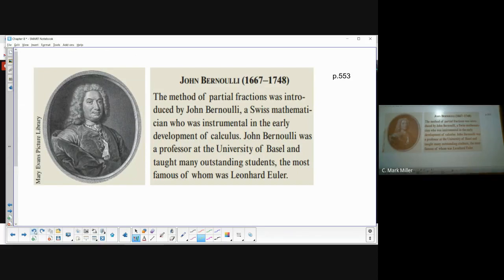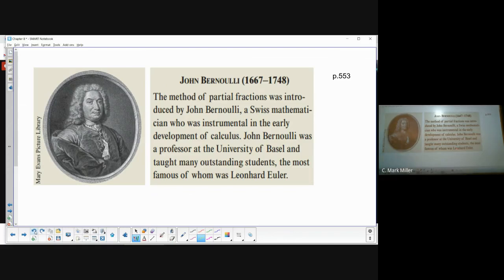Bernoulli, very famous scientist, actually. If you have had any natural sciences, you know about Bernoulli's principle, right? Swiss mathematician, very fundamental, came just after Newton. And he is the one who is given credit for introducing the method of partial fractions.